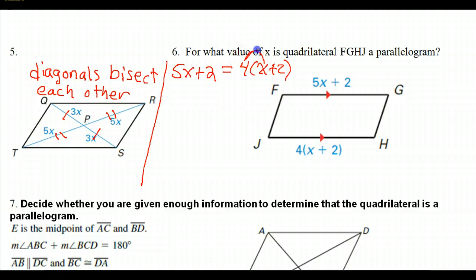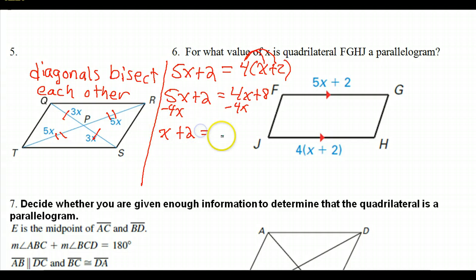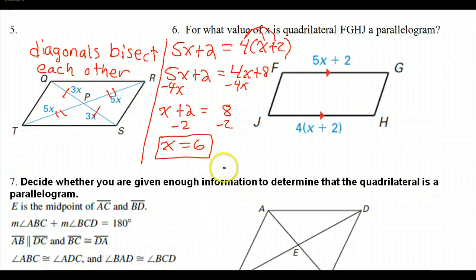So a little distributive property. That gives you 5x plus 2 equals 4x plus 8. I would subtract 4x from both sides. So that gives us x plus 2 equals 8. If we subtract 2 from both sides, that gives us x equals 6. So that is the value of x for which this would be a parallelogram. You're just setting them equal to each other. Okay, so that's number 6.